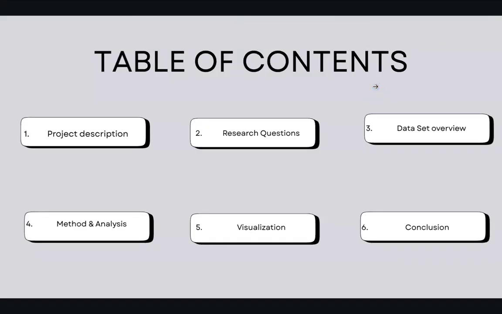First, we'll go over our table of contents. We'll start by talking about our project description, research questions, and dataset review. Then, we'll go through our methods and analysis, visualizations, and conclusions.